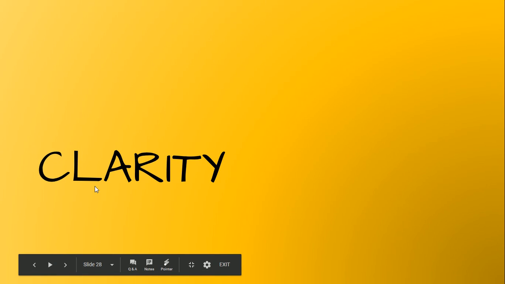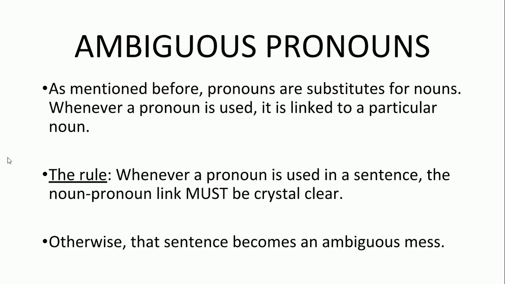That's it for organization. We have two more elements, and the second to last one is clarity. Good, happy sentences have got to be clear. So let's talk about ambiguous pronouns. A pronoun, as we talked about before, is a substitute for a noun.